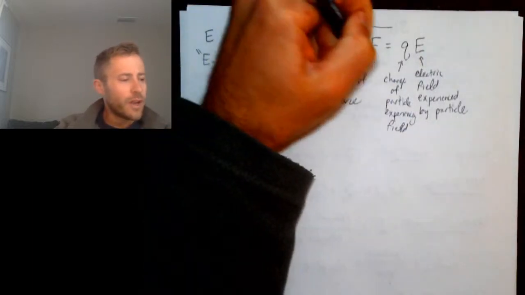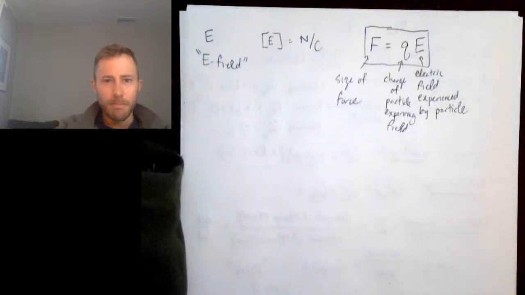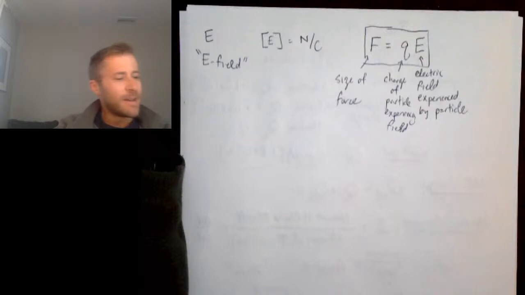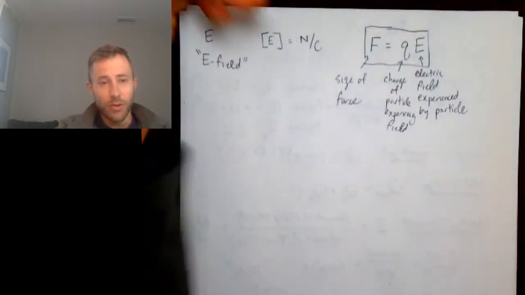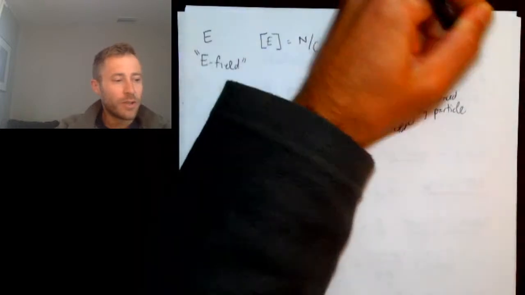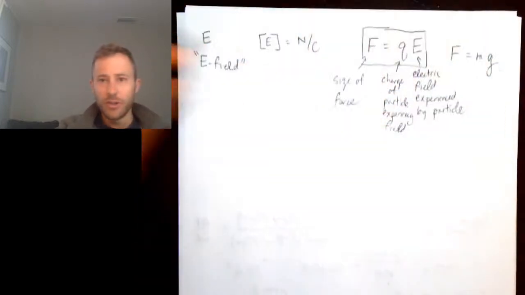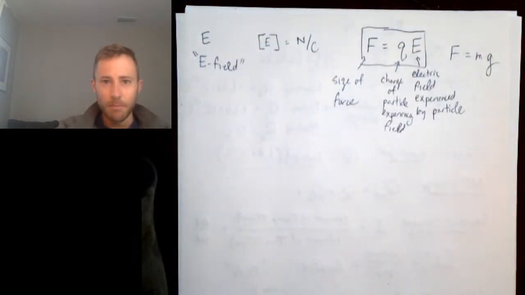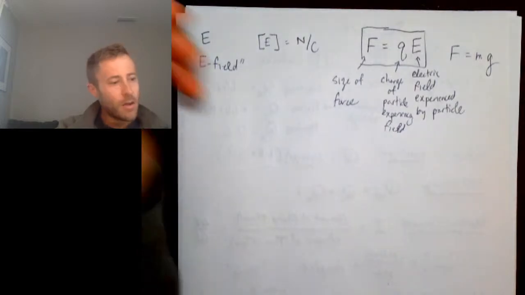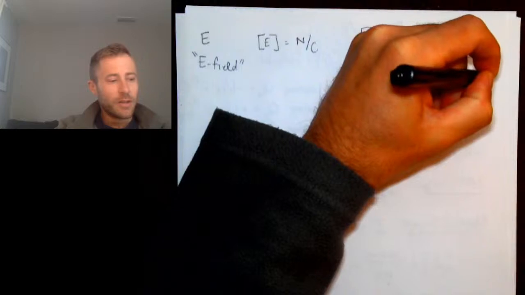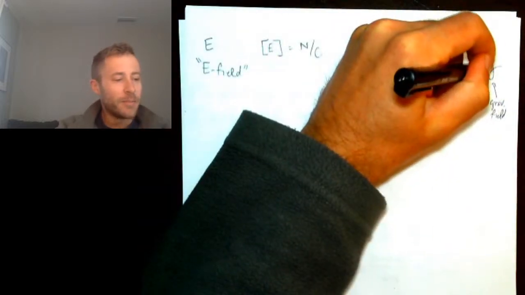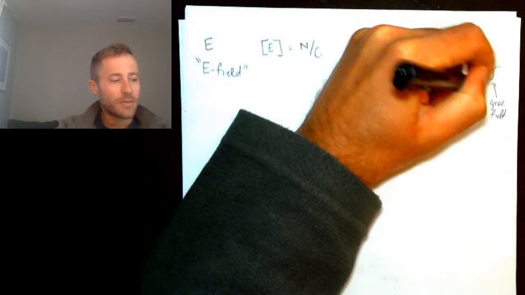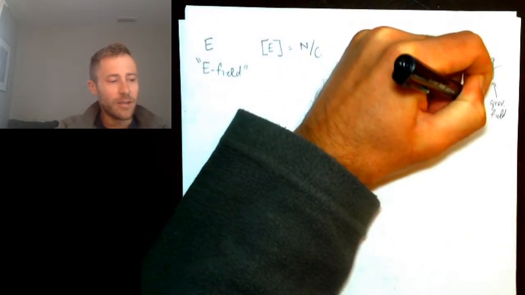So this is our main equation for today. I want to compare it with the equation for gravitational force, which was m times g. I want you to notice that these two equations have pretty much the exact same form, because little g is the gravitational field experienced by the particle, and m is the mass of the thing in the field.